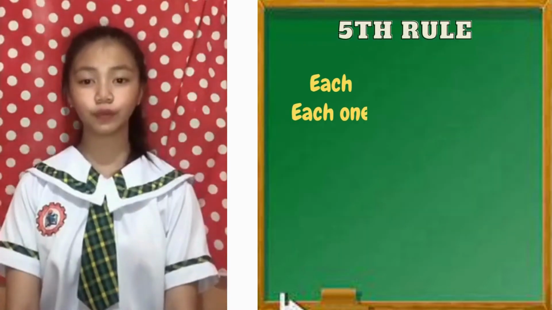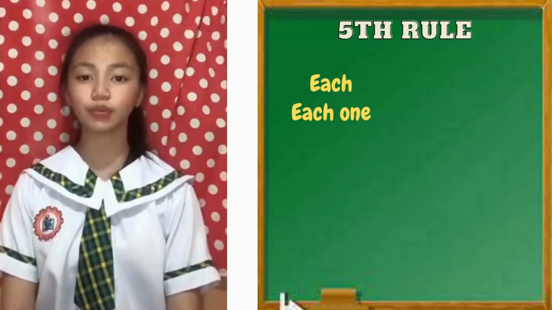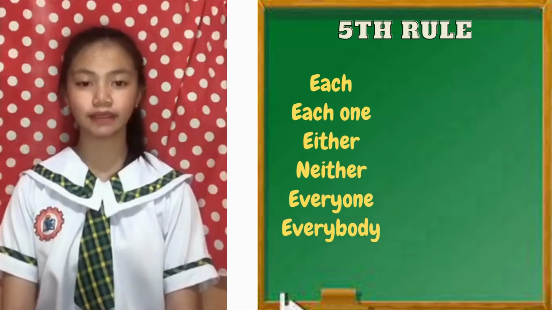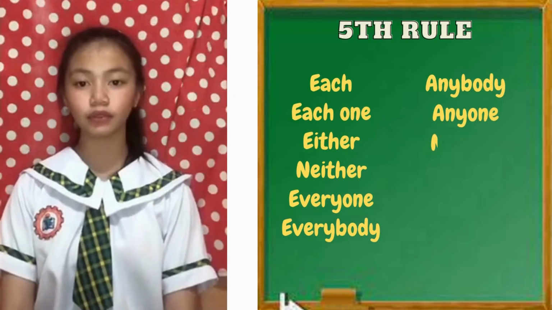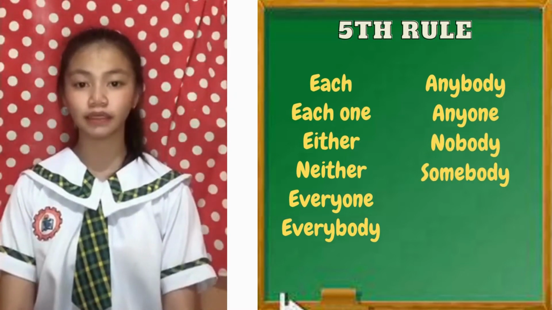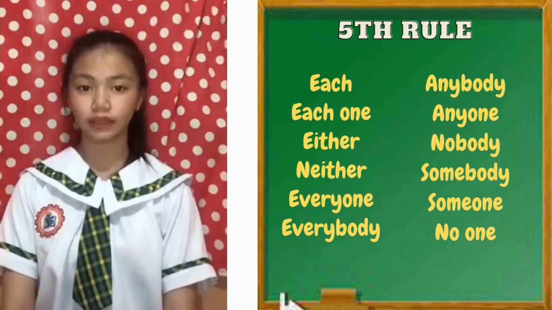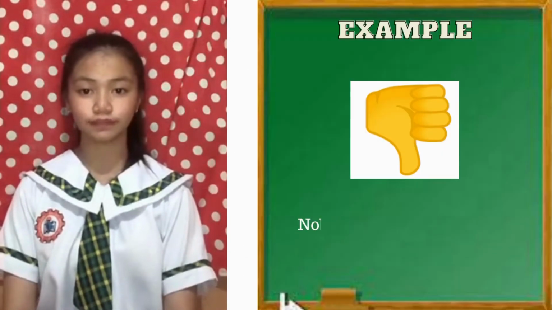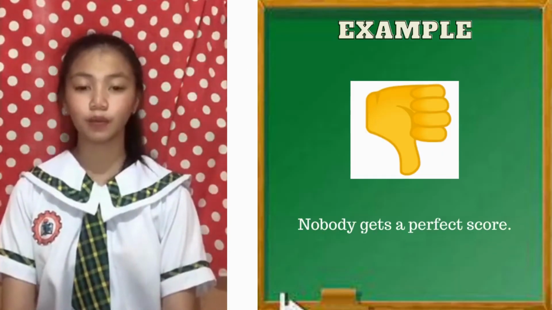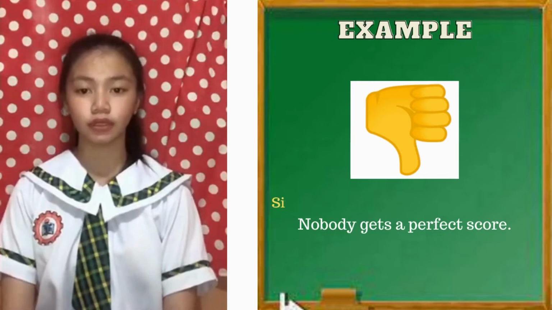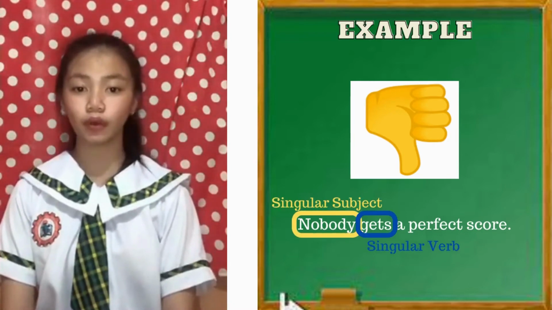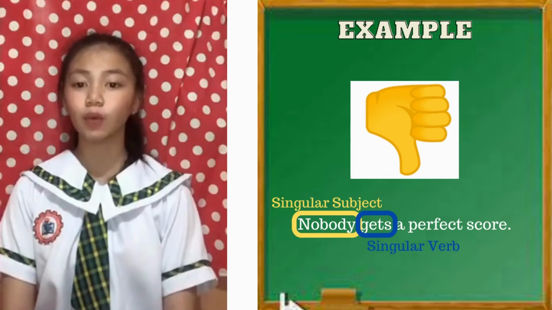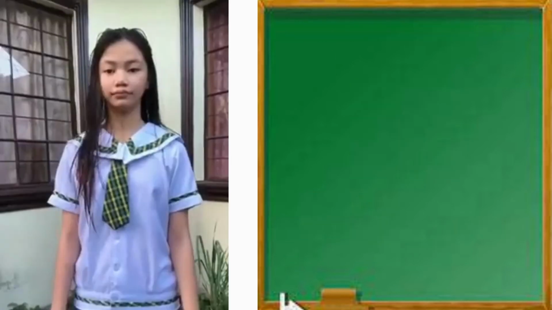For our fifth rule, we have each one, either, neither, everyone, everybody, anybody, anyone, nobody, somebody, someone, and no one. These are all singular and require a singular verb. Example: nobody gets a perfect score. You should keep in mind that although they might seem many, we should use the singular form of the verb when they are our subject.